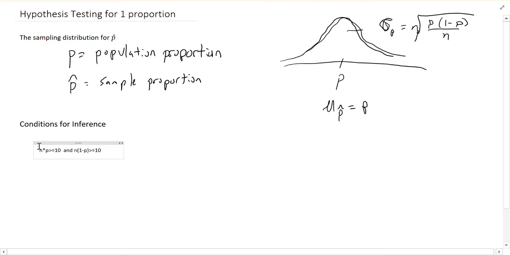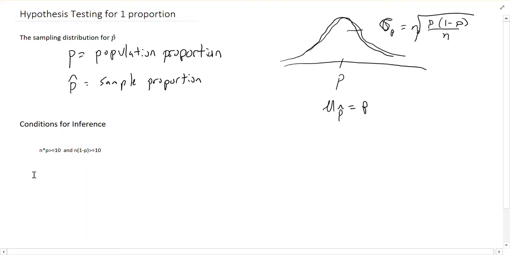And of course, we have to have a simple random sample. But in our sample, we want to have at least 10 of the beads be orange. So in my sample, I'm looking at the sample size times the proportion. I want to get at least 10 of them that are orange, and then 10 of them that are not orange. The 1 minus p is the probability that you don't get something orange. That's kind of the one big condition.